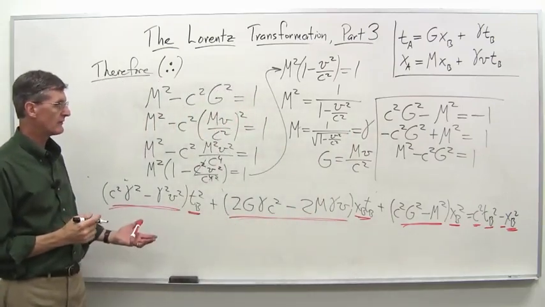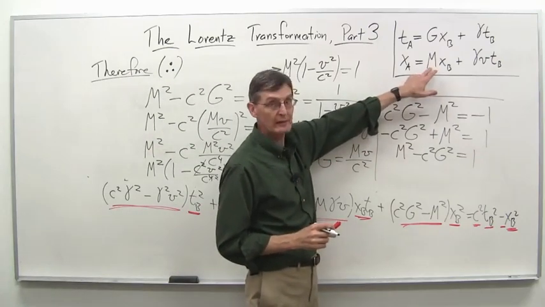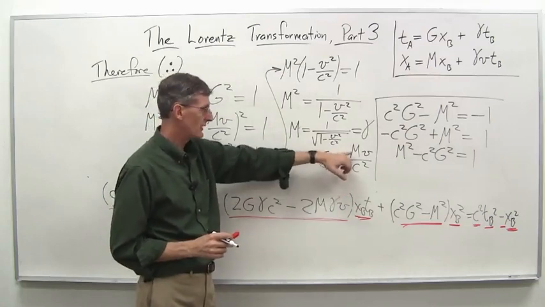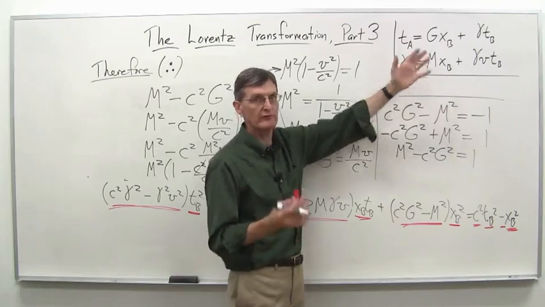So now we have everything. M is gamma. So right there, that's gamma. G is just mv over c squared. M is gamma, so G is now gamma v over c squared. G is gamma v over c squared up there. So let's write all that down.